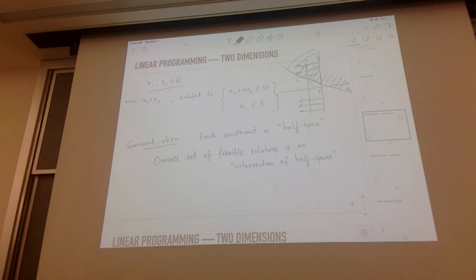Because you want all the constraints to be satisfied. One constraint being satisfied means that the point x belongs to that half space. If all the constraints are satisfied, then it belongs to all the corresponding half spaces, which means that it belongs to the intersection of all these half spaces. So that's why we call this an intersection of half spaces.